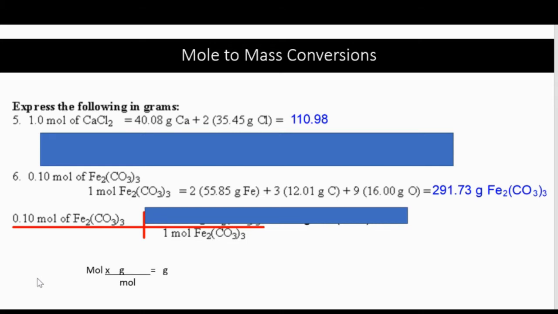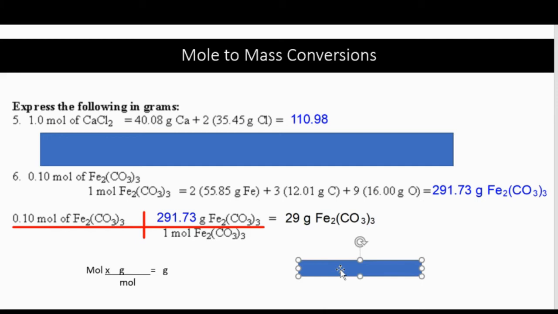So we've got the moles canceled out, and the number on top could be a couple of things. But for 5 and 6, we are looking for the answer in grams. So this number here is going to be what 1 mole is in grams. 1 mole is 291 grams. So we're going to multiply 291 times 0.1, and we're going to round. So I got 29 grams of iron carbonate is 0.1. So 0.1 times 291 divided by 1. Cool? Cool.